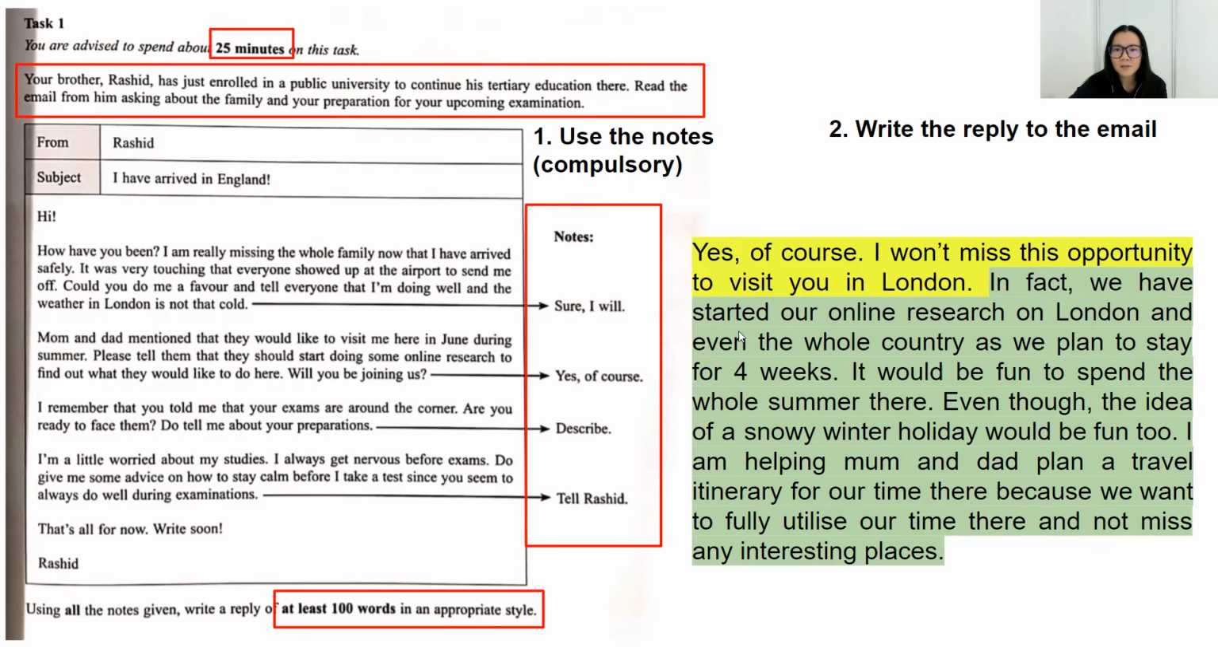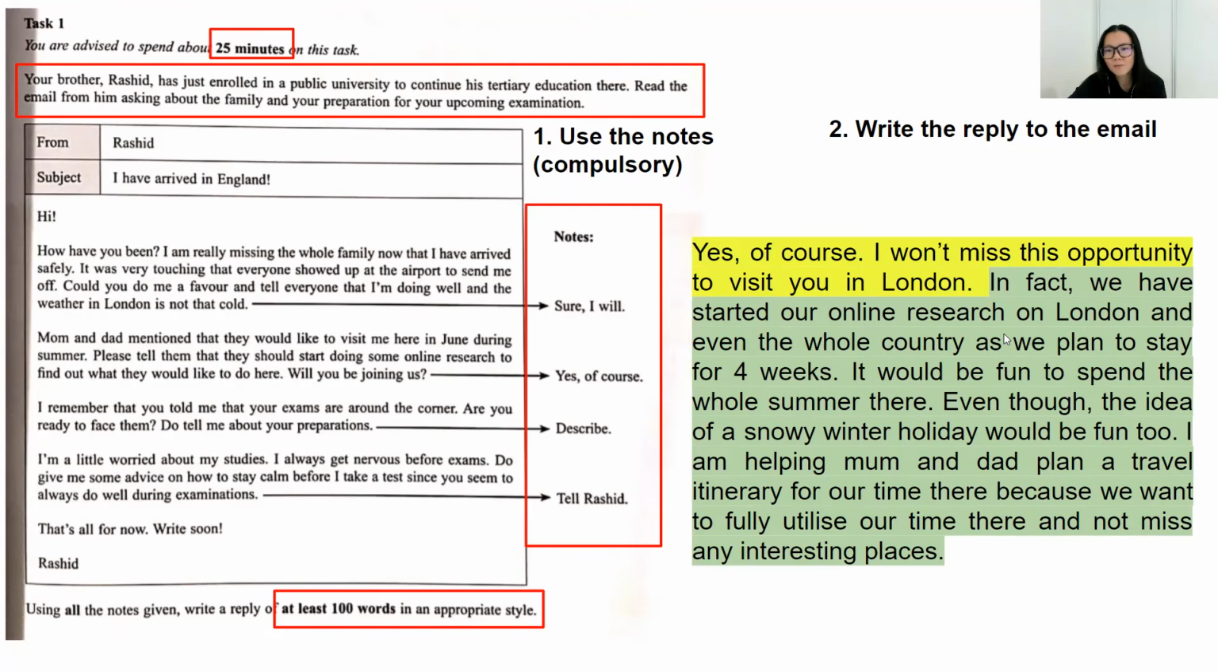"In fact, we have started our online research on London and even the whole country as we plan to stay for 4 weeks. It would be fun to spend the whole summer there, even though the idea of a snowy winter holiday would be fun too. I am helping Mom and Dad plan a travel itinerary for our time there because we want to fully utilize our time there and not miss any interesting places."